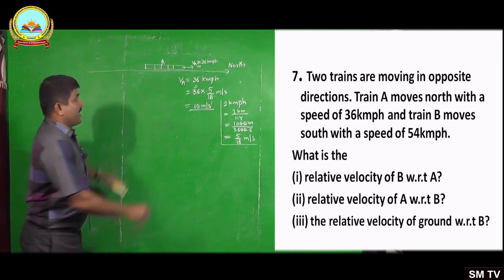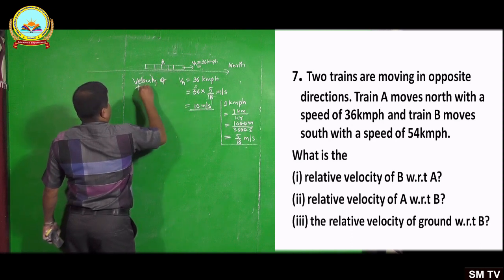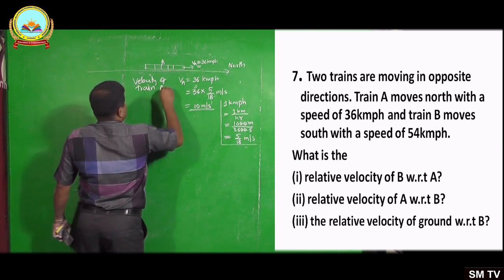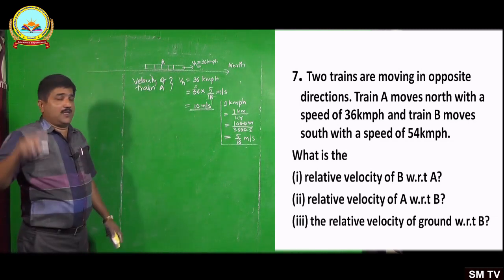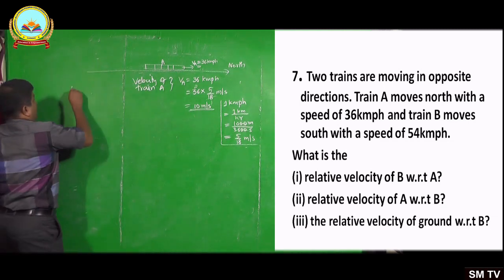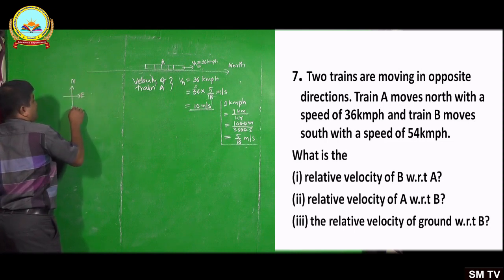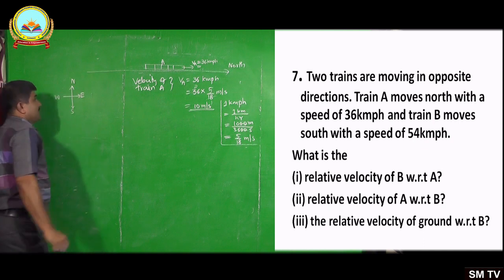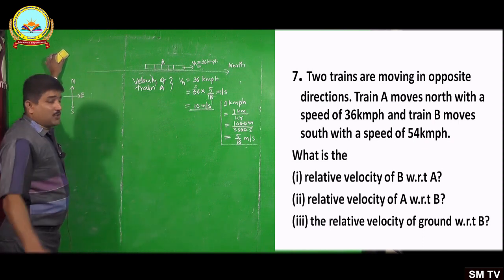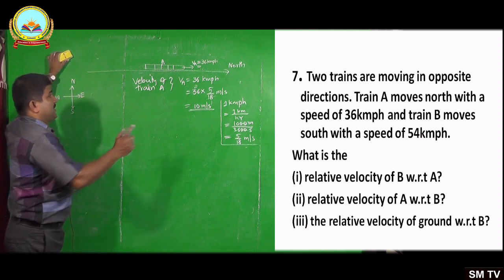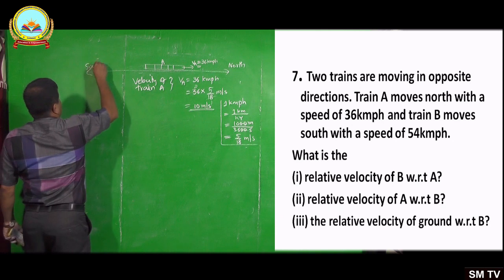Now, velocity of train A. I take velocity of train A towards the right, as north side. Conventionally in geography we take up as north, right as east, down as south, and left as west. But here, for simplicity, I will take the positive x-axis as north, and the left side as south.